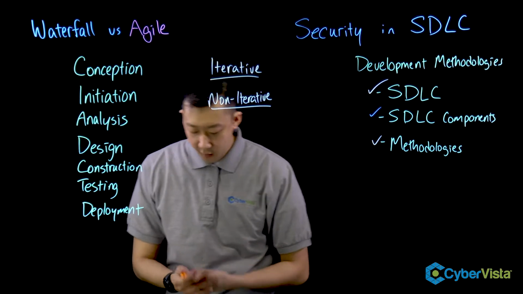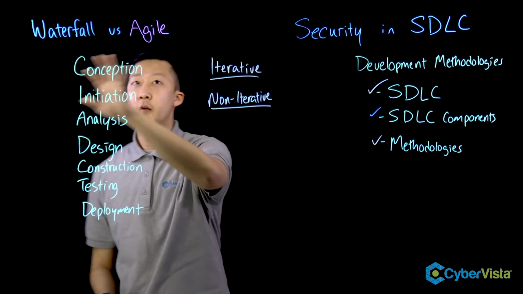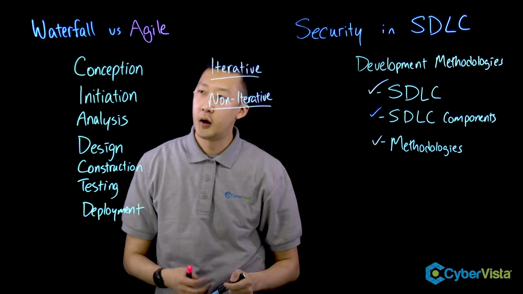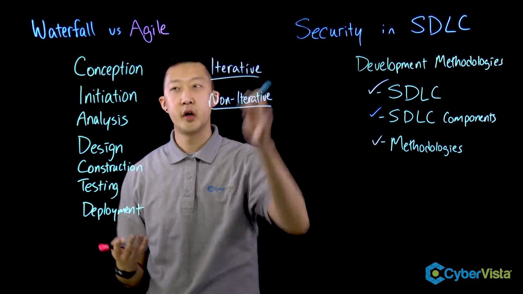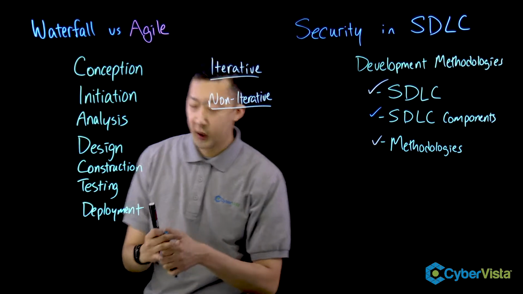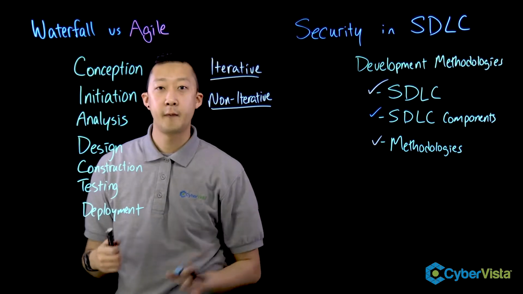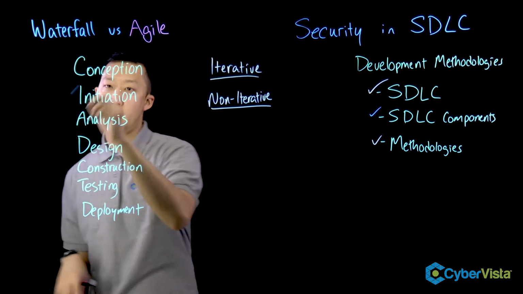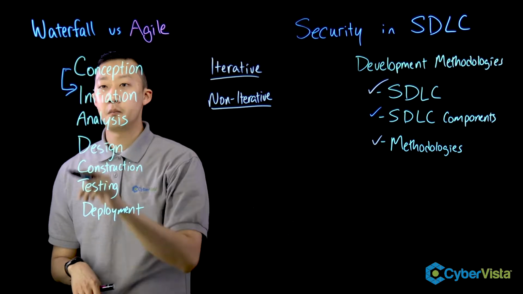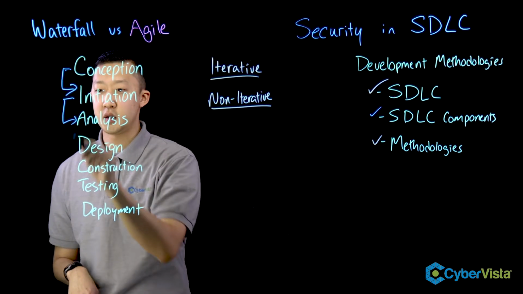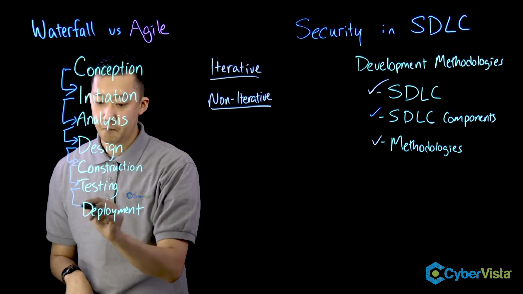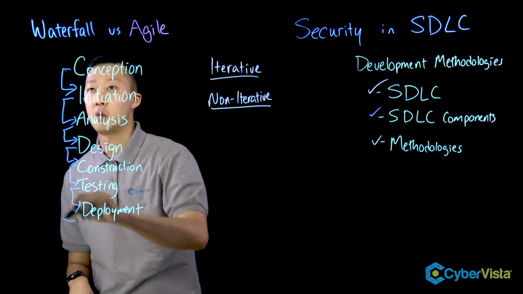Now, I wrote up here waterfall versus agile in two different colors, and I want to show you the difference between iterative and non-iterative. So let's start off with waterfall. I told you waterfall is a non-iterative model, so it's very linear. That means you start off with, let's say, conception, then you go down to initiation, and from initiation you go down to analysis, and from analysis you go down to design, so on and so forth, right? And then you start the process all over again.